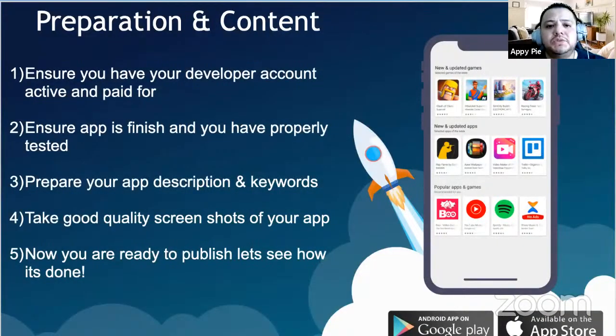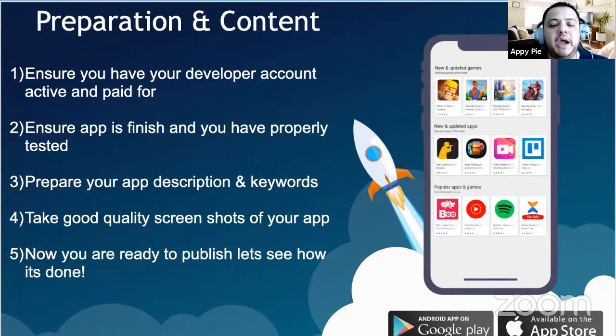Some of the things you will need to prepare prior to publishing your app are, first, ensure you have your developer account active and paid for. Obviously, that's important because if you don't have your developer account, then you won't be able to publish your app. Second, ensure the app is finished and properly tested. Make sure that after you're done with your app, you test it on an Android and on an iPhone, and run through a couple of different tests. Test your features, test your functions, etc. Just make sure it's all good to go before you publish the app.